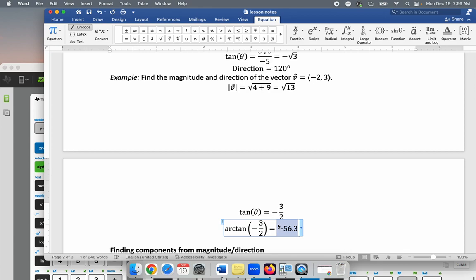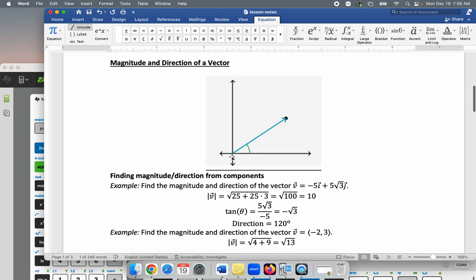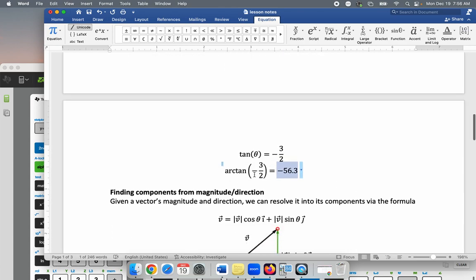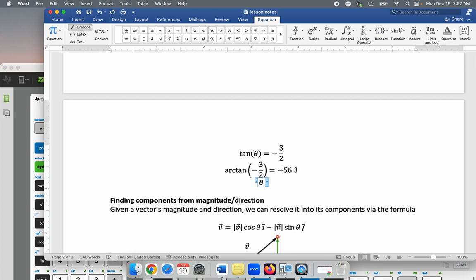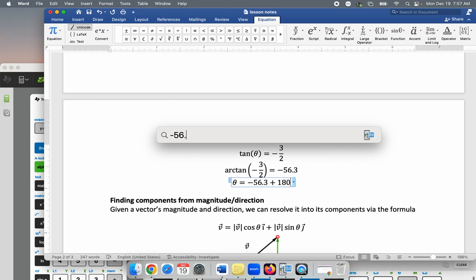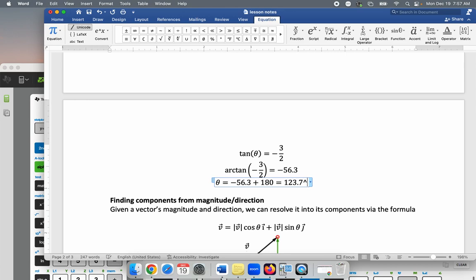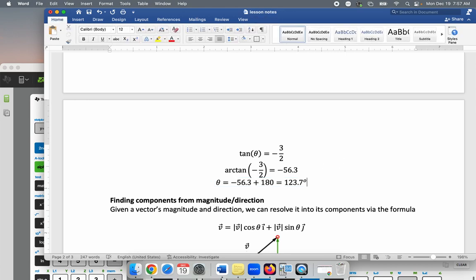But as a matter of fact, you can get the right answer by adding 180 degrees, because the inverse tangent function can only spit out angles in these two quadrants between -90 and +90. This angle here certainly has a tangent of -3/2 as desired. The problem is that it's in the wrong quadrant. You'll get the correct one by adding 180 degrees. So theta equals -56.3 plus 180, which is 123.7 degrees. And so that is our direction of this vector.